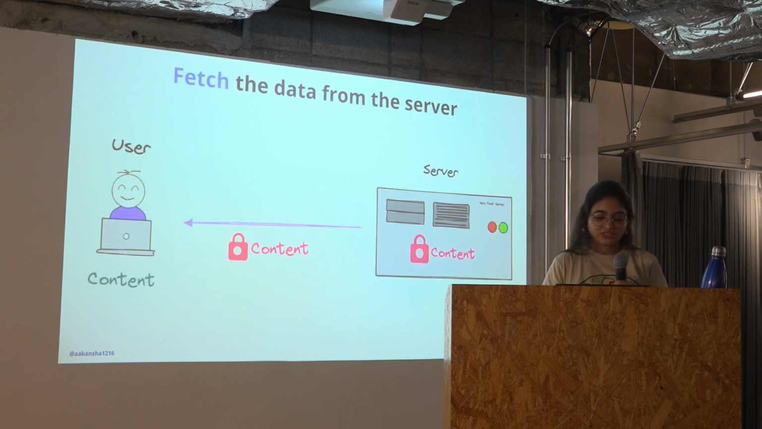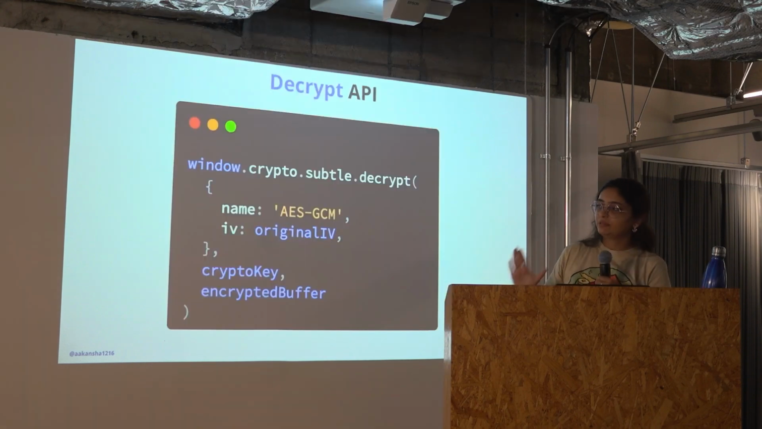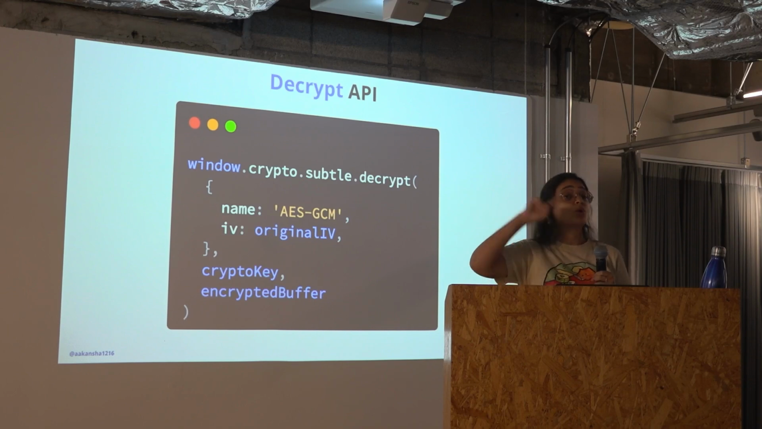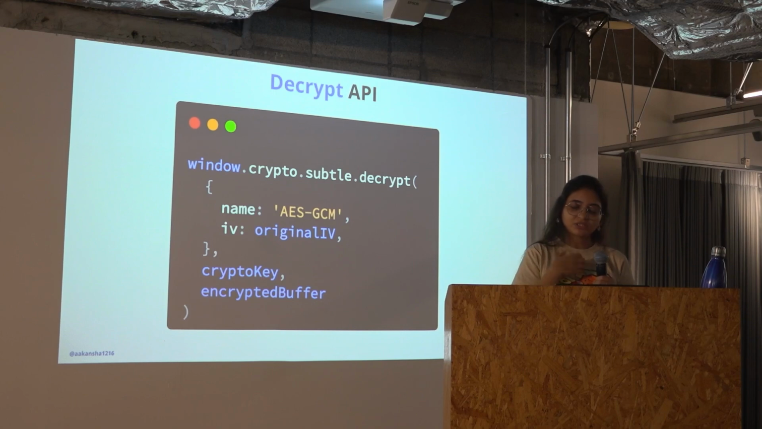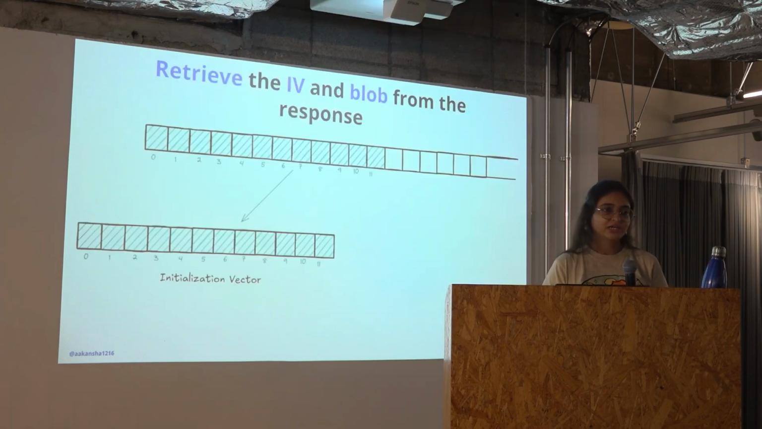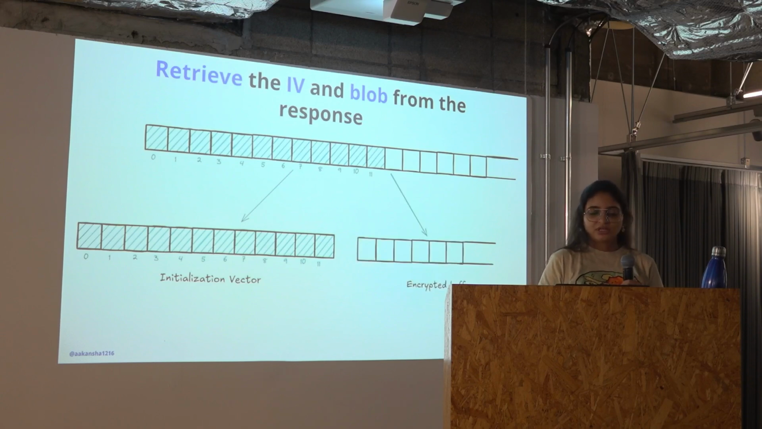So let's just fetch the data from the backend, and this is the decrypt API. It is exactly same as the encrypt API. It needs the exact same parameters. It needs the name of the algorithm, it needs the original ID with which I have encrypted the data, it needs the original crypto key with which I have encrypted the data, and the encrypted content. Now these two things are already available, right? It's already available in the payload because I just uploaded the encrypted buffer along with the ID so that you can have access to it. So let's just get it from the backend and let's get the ID. The first 12 bytes are going to be the ID and the rest is the encrypted buffer. So these two things are done.